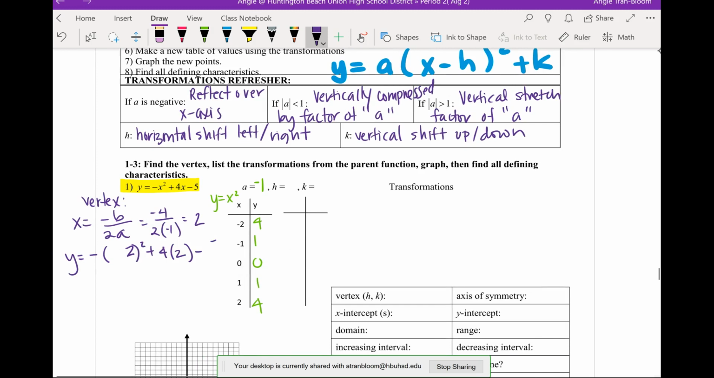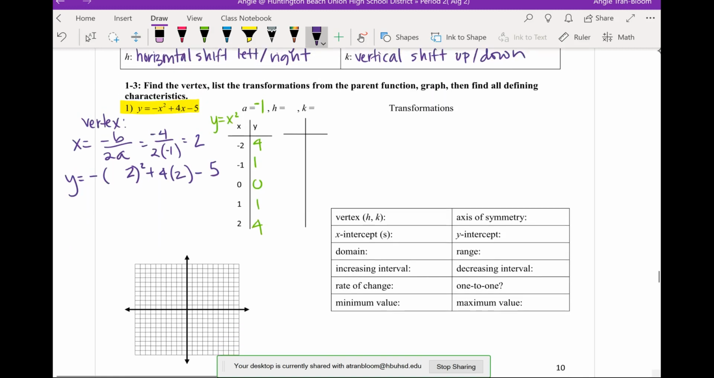Minus 5. Okay, what's 2 squared? 4. 4 times -1 is -4. Plus 8 minus 5. What's your y-coordinate of this awesome vertex? -1? Okay. That fills in here. I have it. What should I write in that? 2 comma negative 1. I got the vertex. Okay, that's one of the characteristics that you're supposed to find.